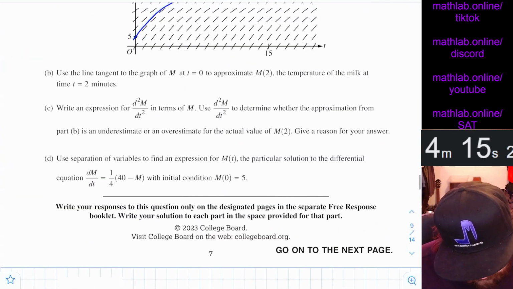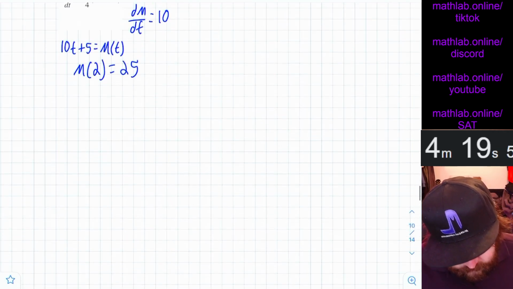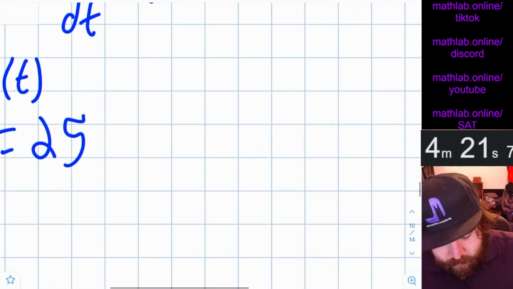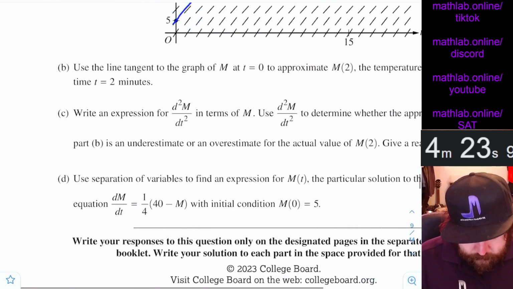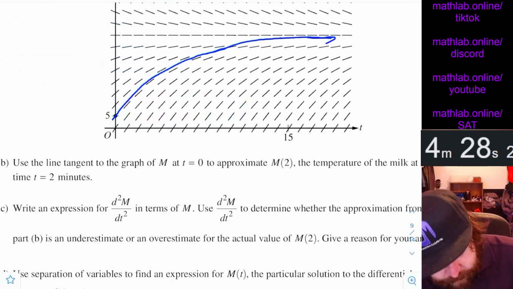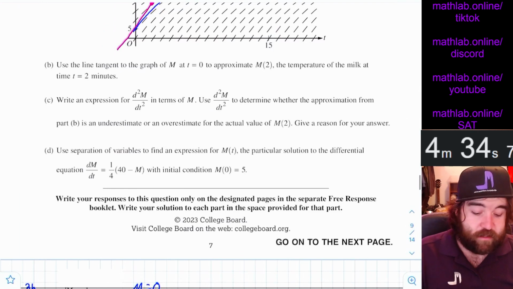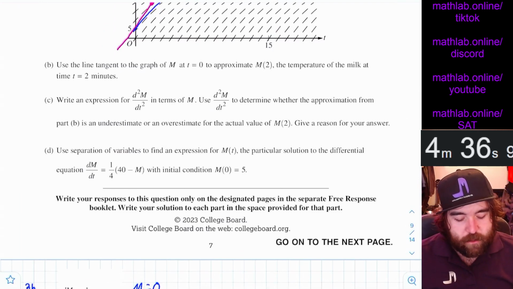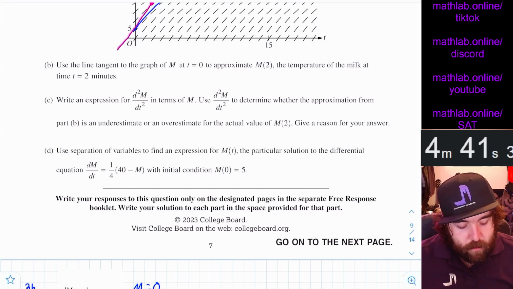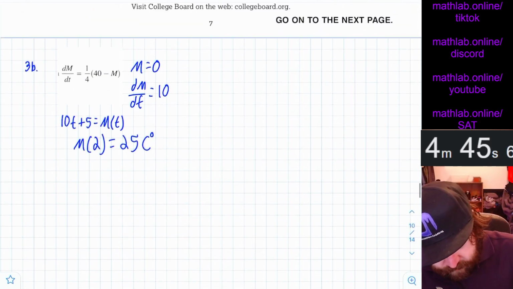Do we need units? Temperature of the milk at time equals 2. 25 degrees. Love it. Okay. So that's just a tangent line approximation. So that's what in the brief picture we saw of the other guy, he did something like that, and it was like they calculated that point there. We just calculated that point there. Okay, write an expression for the second derivative in terms of m. Use the second derivative to determine whether the approximation is an overestimate or underestimate. We've done all of this stuff before.